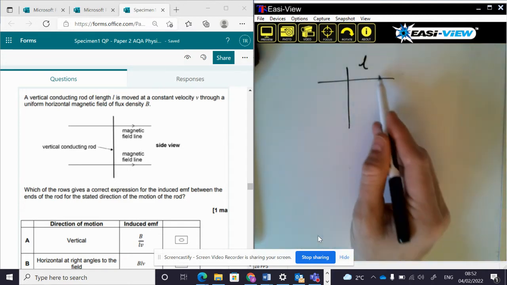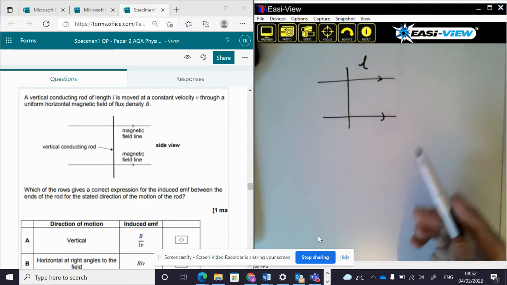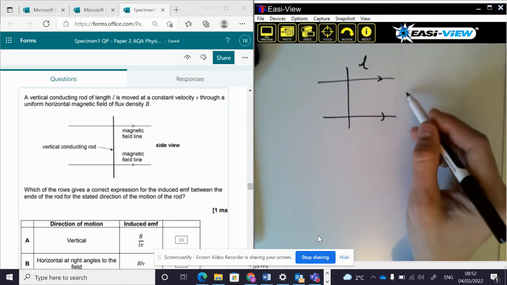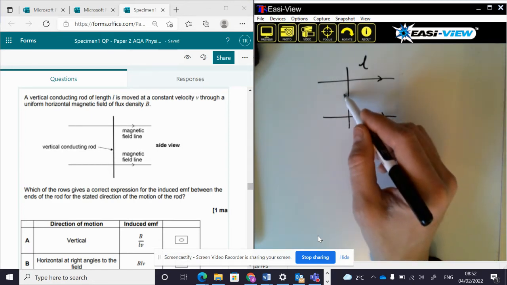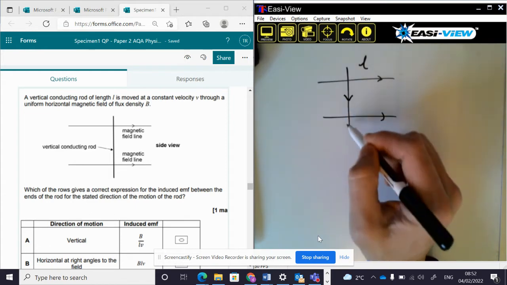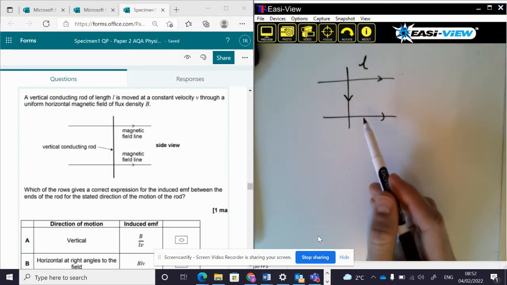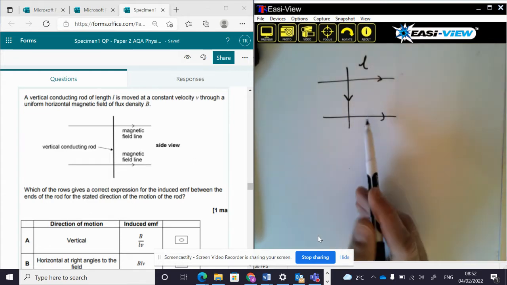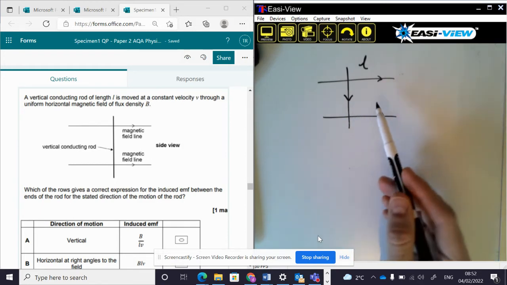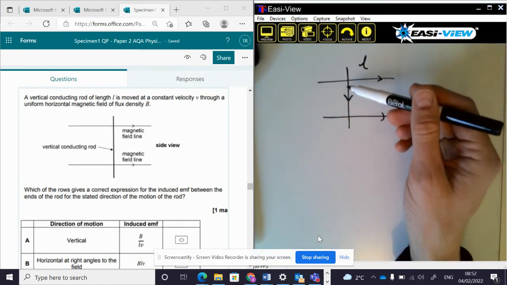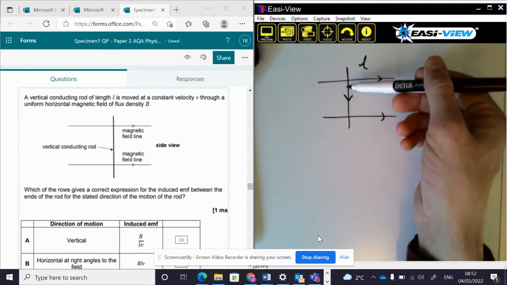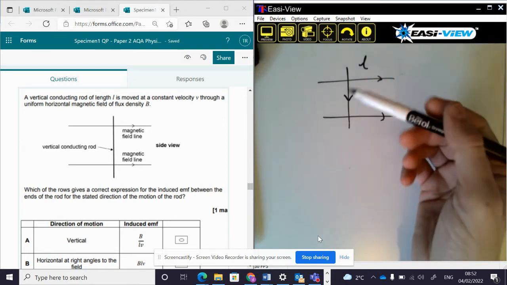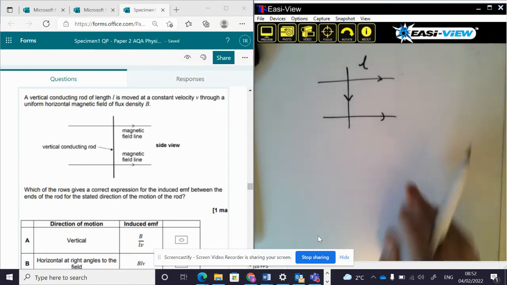And then we've got some magnetic field lines and this is a side view, and we're told that this is my conducting rod, so we'll have an EMF going through here. And if the wire is moved parallel to the field lines, we'll get no induced EMF. If it's moved out of the page, then it will cut through field lines.